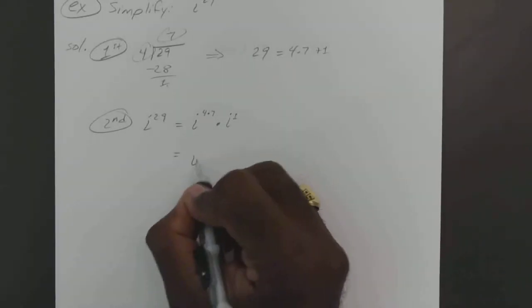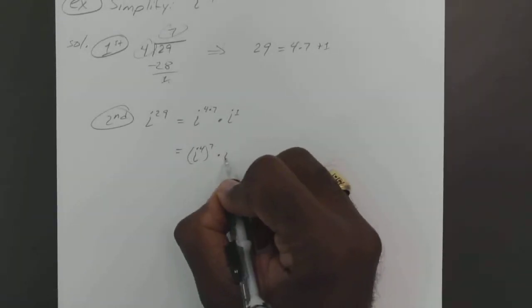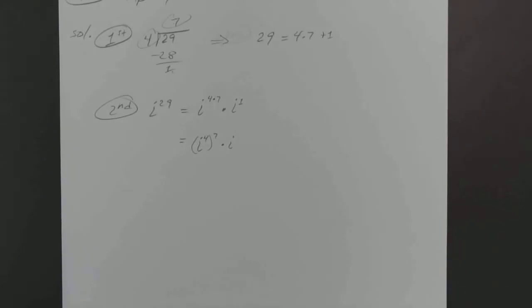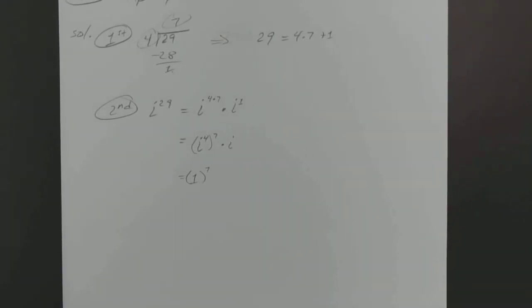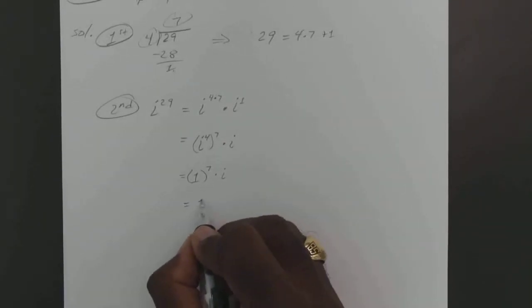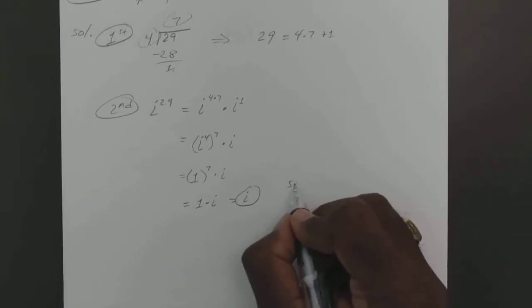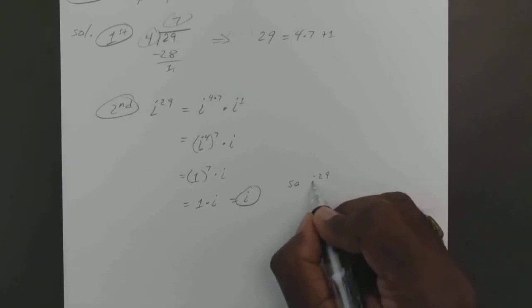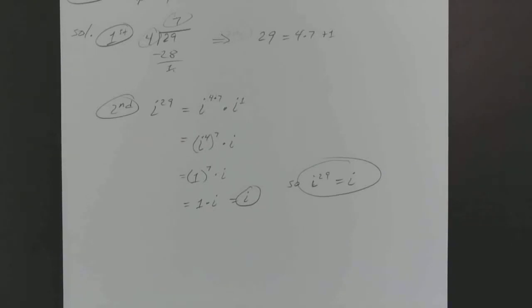Now if you think about it this way, i to the 4 times 7, that's just i to the 4th power to the 7th, times i. We know i to the 4th power is 1, so that just becomes 1 to the 7th power times i. And 1 to any power is just going to be 1. So you have 1 times i, which is just i. So i to the 29th power is just equal to i.